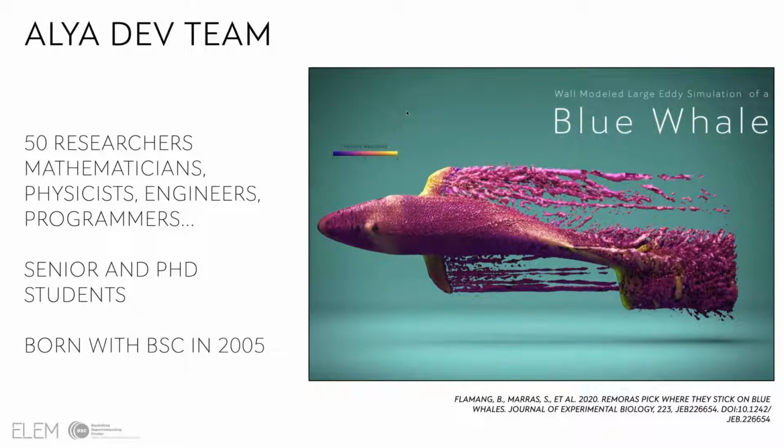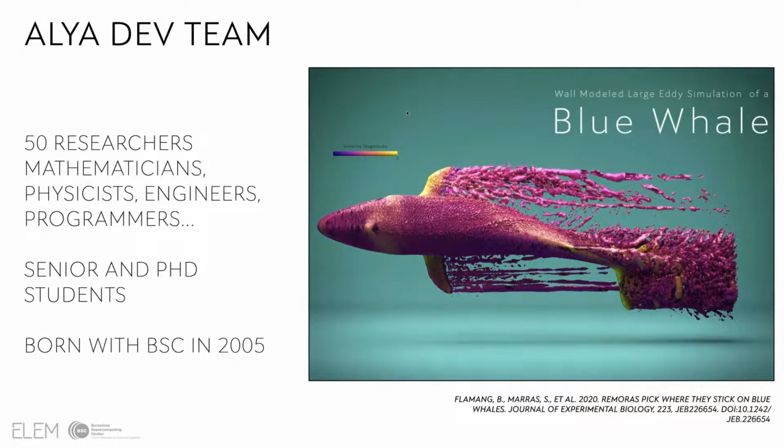Then at the next layer of the pyramid, smaller, a bit less than 10% of the researchers of the institute are researchers in our team, in the ALIA development team, led by myself and Guillaume. We are about 50 researchers of different kinds: mathematicians, physicists, engineers, programmers, at different levels, senior and PhD students. It was born at the same time in 2005. We started being 2. Now we are about 50. So we've grown pretty much.